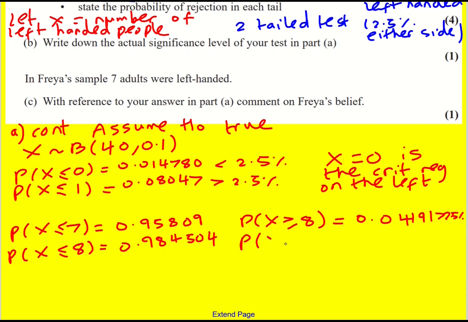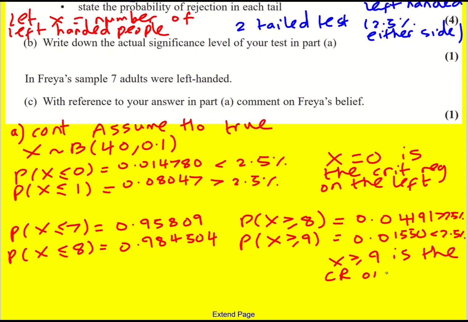But if I go for the next one up, greater or equal to 9, then I get 0.01550, and that one is less than 2.5%. So x greater or equal to 9 is the critical region on the right.